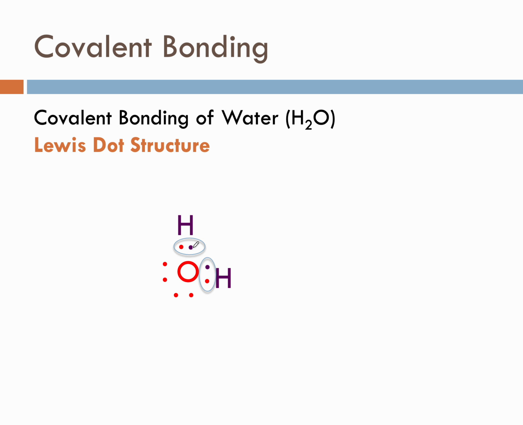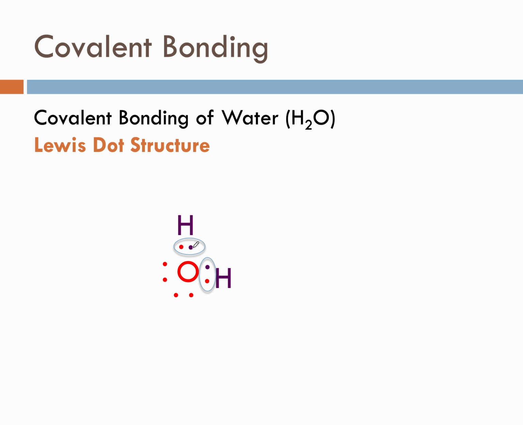And hydrogen has only 1 energy level, right? It's in period 1, so it only needs 2 electrons to have a stable valence shell. So everybody's stable, so everybody's happy here. So this is what water looks like.